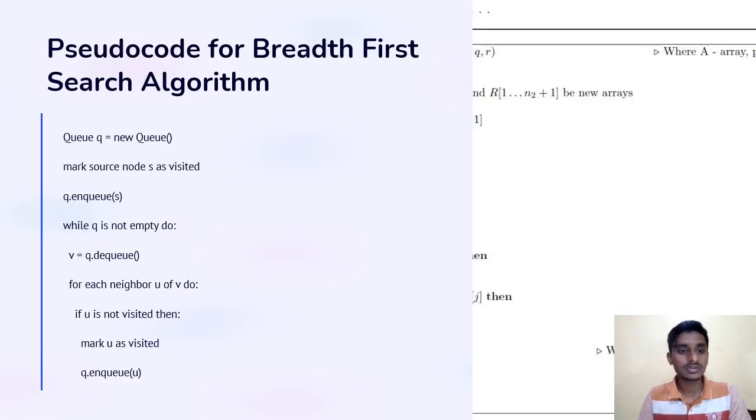Okay. And the next one is the pseudocode for the breadth first search algorithm. As you can see, the queue is created as queue equals new queue, and next the source node that has been visited will be saved by enqueue. While the queue is not empty, we dequeue. For each neighbor, we visit it in the loop and save it as U of V.